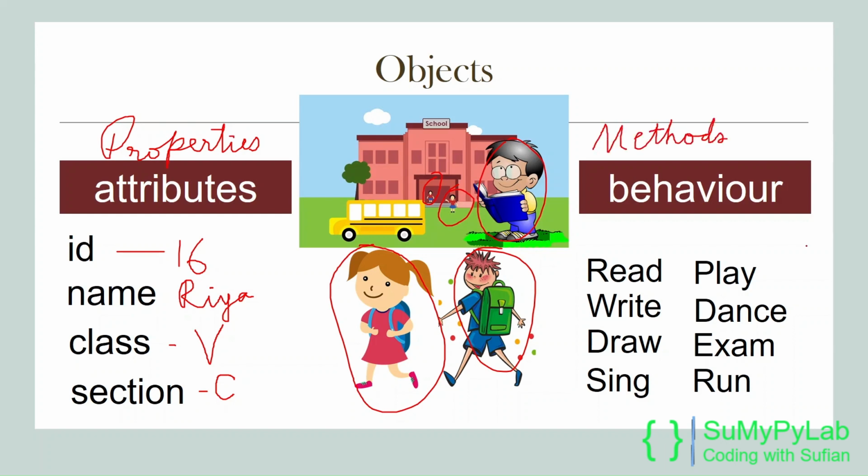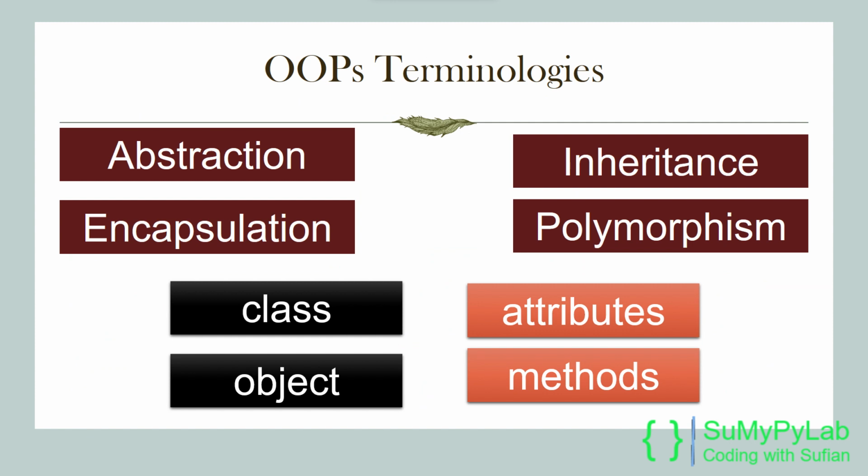Now we have a fair idea about object-oriented programming terminologies. We have also learnt what classes and objects are. So, let's move to the actual coding section.